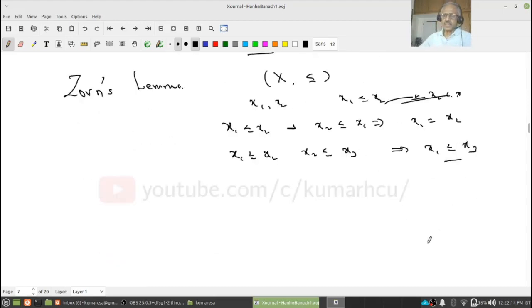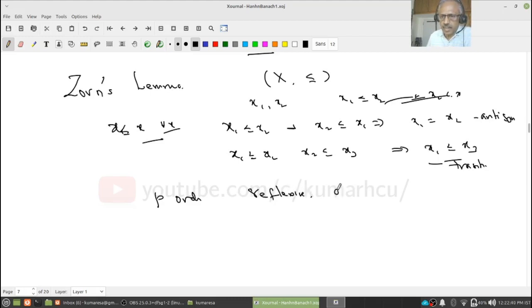And of course it's reflexive, that is x is less than or equal to x for all x. So a partial order is reflexive, antisymmetric, that is if x1 is less than or equal to x2 as well as x2 is less than or equal to x1, then x1 equals x2. And the third thing is transitive: if x1 is less than or equal to x2 and x2 is less than or equal to x3, then x1 is less than or equal to x3.